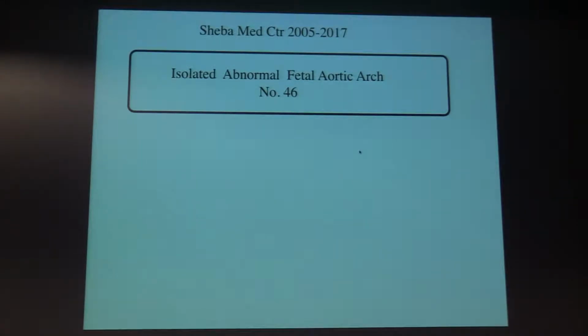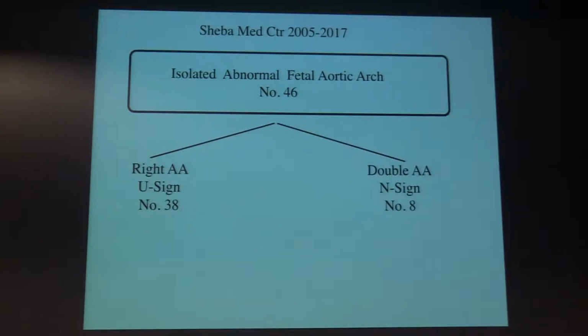So we analyzed our data from 2005 to 2017. We had 46 cases of isolated abnormal fetal aortic arch. We removed all the complicated cases with cardiac malformation. We have 32 cases with right aortic arch, what we call the U sign, and 8 cases with double aortic arch, 38 in total, 8 with double aortic arch.